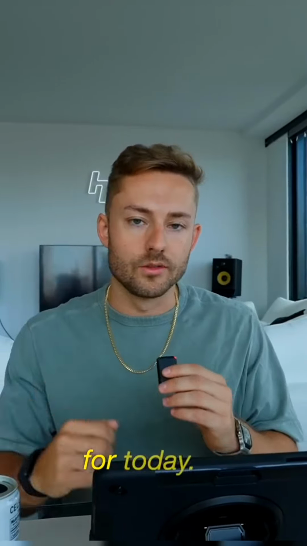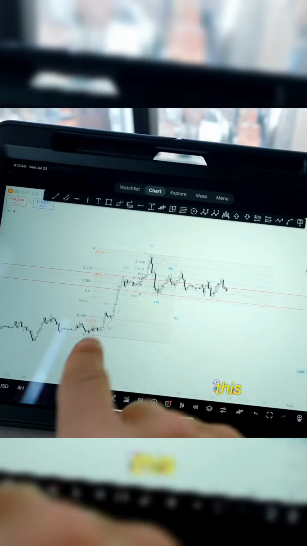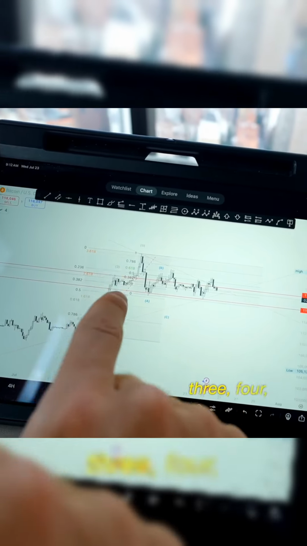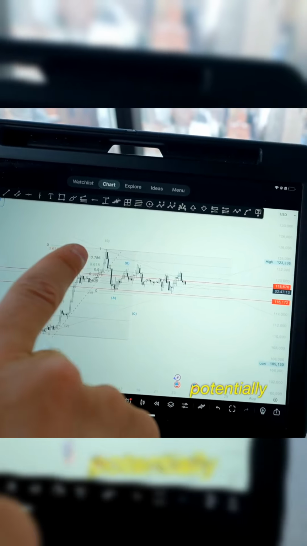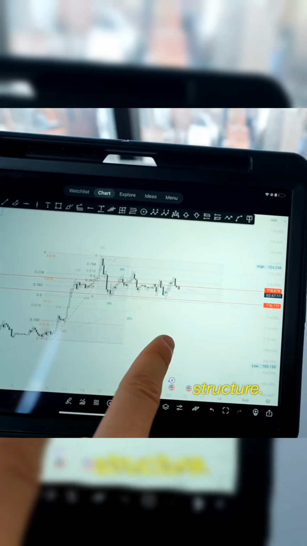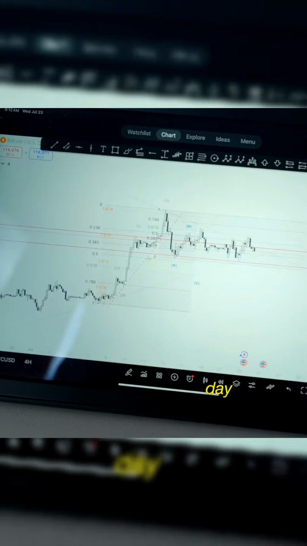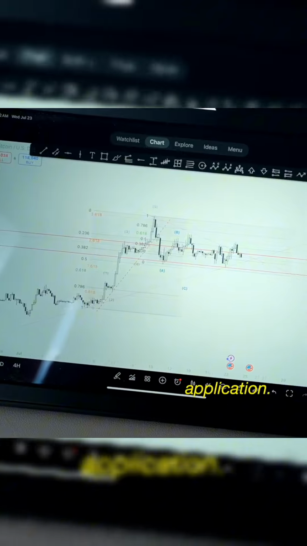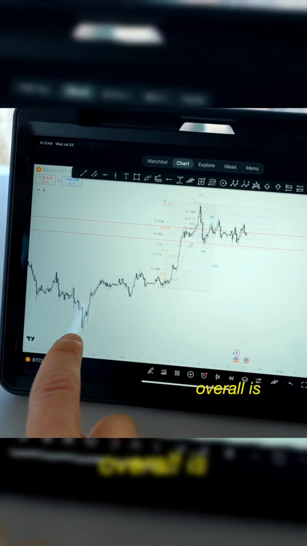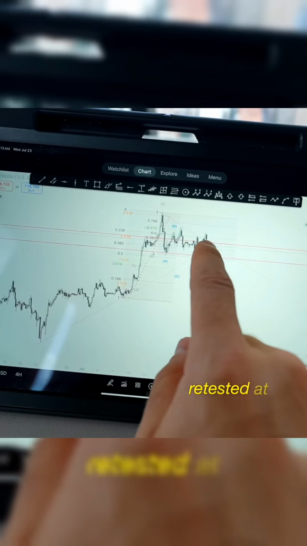Okay, so here's what I'm looking at for today. What I've done here is analyze this uptrend, and I've identified 1, 2, 3, 4, 5 waves of this trend, and now we potentially have what's called an ABC structure. And I'm going to show you a little bit more along the day of how this works on a trading application. But additionally, what I'm seeing overall is that this trend is now being retested at this point again.